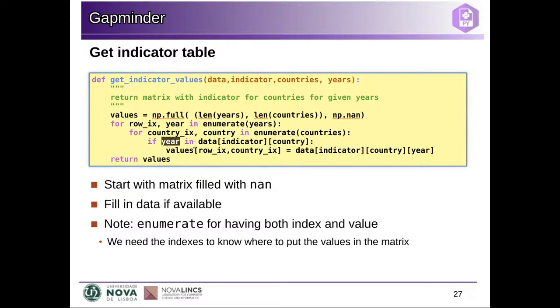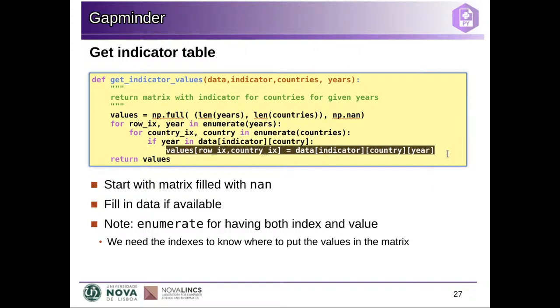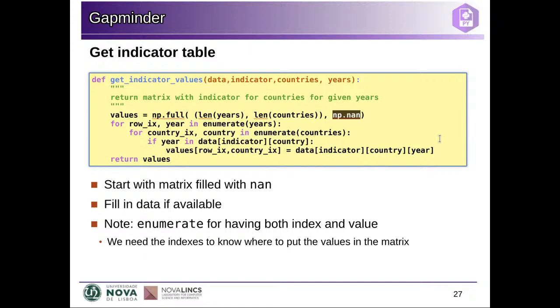So if this year is present in the dictionary for this indicator in this country, then we're going to place in the matrix at these coordinates, the row corresponding to the year and the column corresponding to the country, the data that we have for that indicator, for that country and that year. If the year is not present for that country in that indicator, then this statement will not be executed, and the value that will be left in the matrix is the original one, which is not a number. So this means that whenever some value is missing, we will have not a number in the matrix.